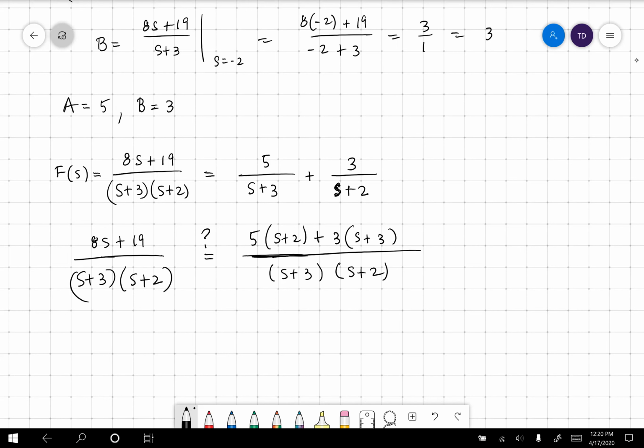Therefore, f of t equals the inverse Laplace of that: 7 halves e to the minus t, minus 37 e to the minus 2t, plus 87 halves e to the minus 3t.